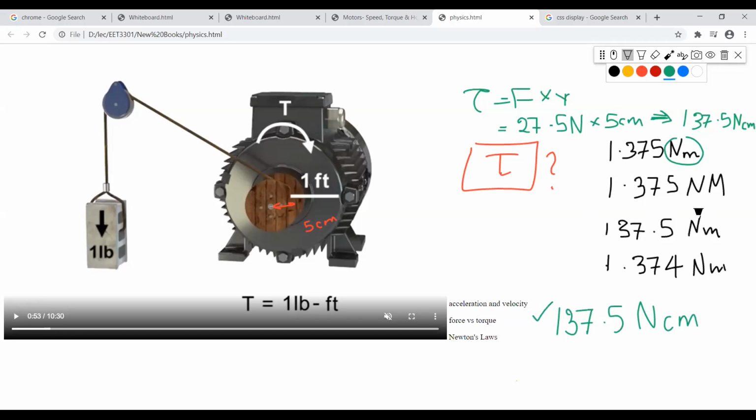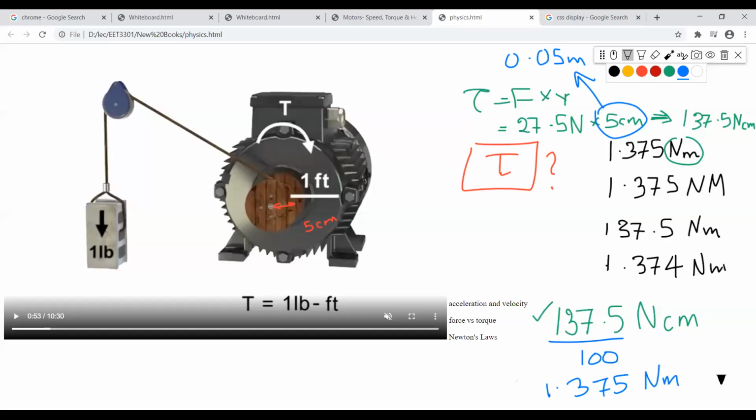No one has given that answer. The other possibility is you convert this distance to SI unit, which is 0.05 meters. So which means the same answer divided by 100, right? So it is going to be 1.375 Newton meters. Many of you have given the answer, I'm sorry, in Newton meters. So of course, this would be a valid answer, correct?